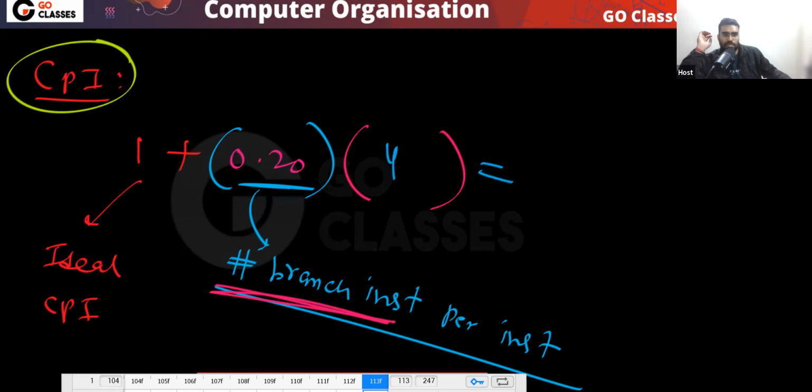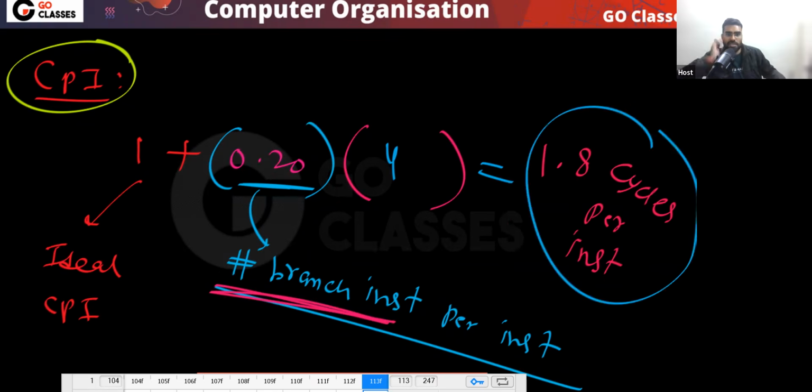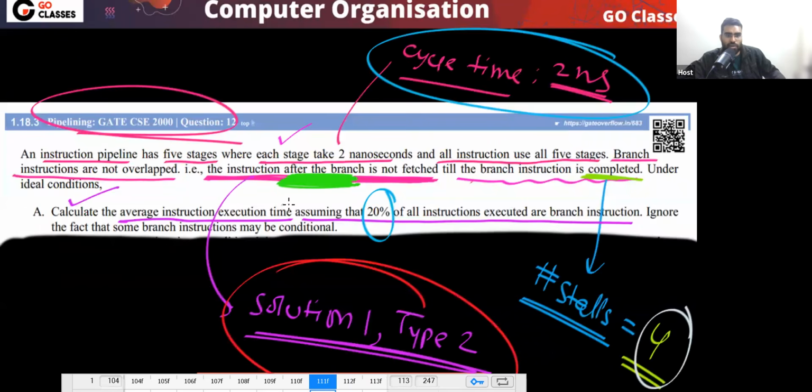So your answer is what? CPI, your answer is 1.8. This is the cycles per instruction. But what is the question asking? Is the question asking 1.8? Is the question asking cycles or time, execution time? The question is asking execution time, remember. Please understand, average execution time.